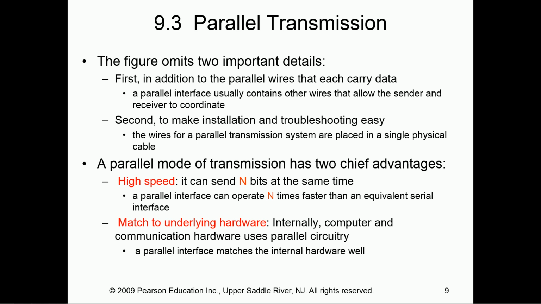However, our diagram did omit two very important areas. Not all parallel wires carry data. A parallel interface usually contains other wires that allow the sender and receiver to coordinate, i.e. they are allowed to send and receive simultaneously. This type of installation does allow for better troubleshooting. Also, parallel transmission has two main advantages: it's higher speed, and it has to match the underlying hardware. Again, the underlying hardware has to be able to send and receive data in parallel.